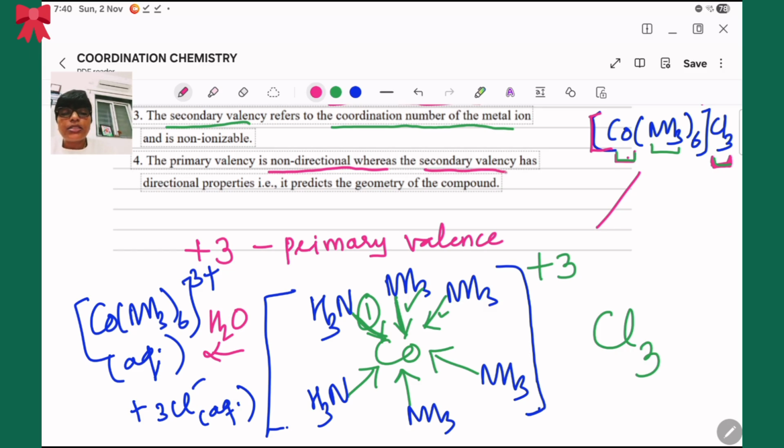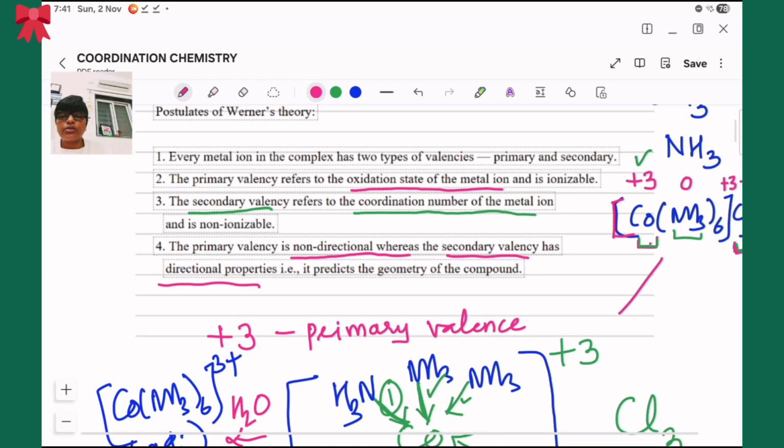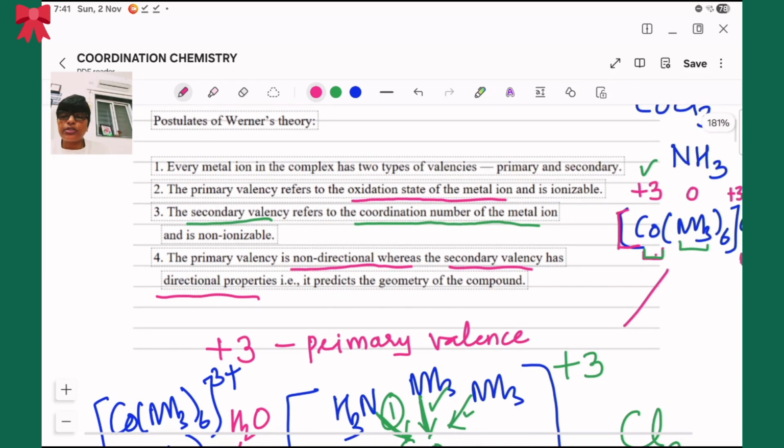Whereas the secondary valencies have directional properties. That means they will have some orientation, and the hybridization concept will come in here, and they will help us to predict the geometry of the compound. So we'll take a quick recap of the postulates of Werner's theory.